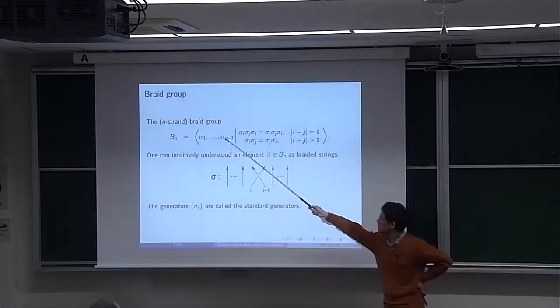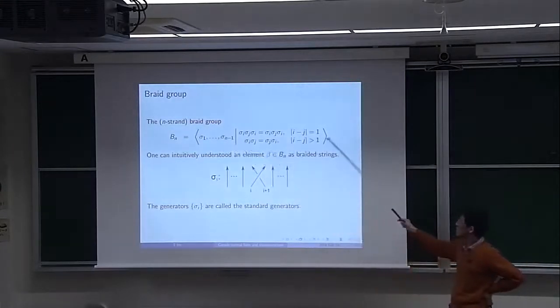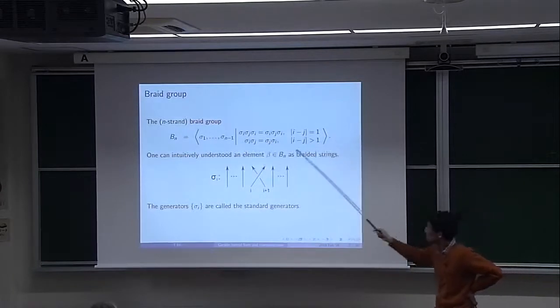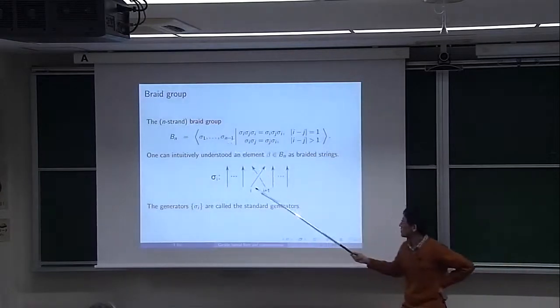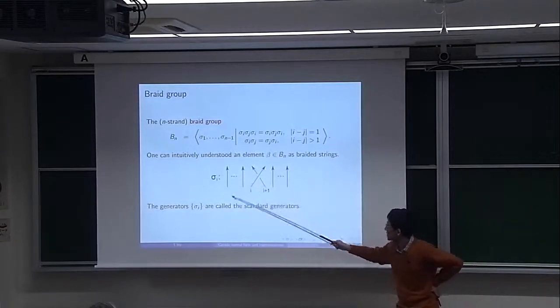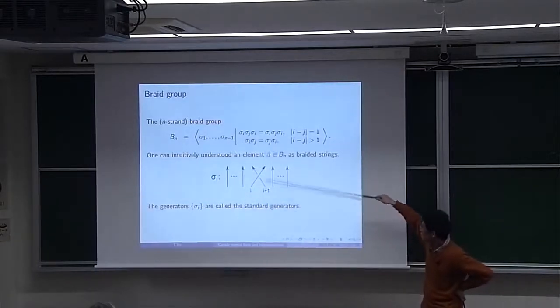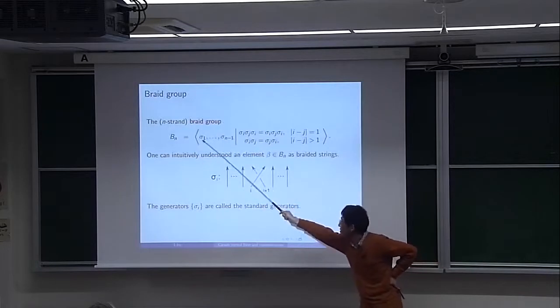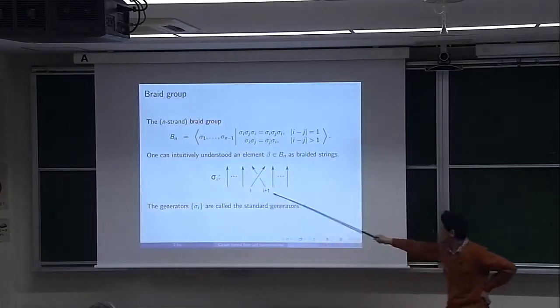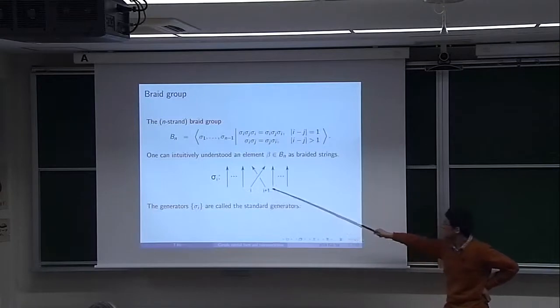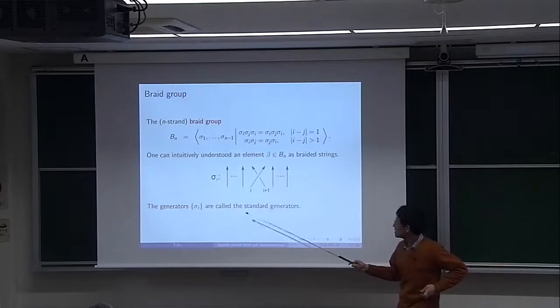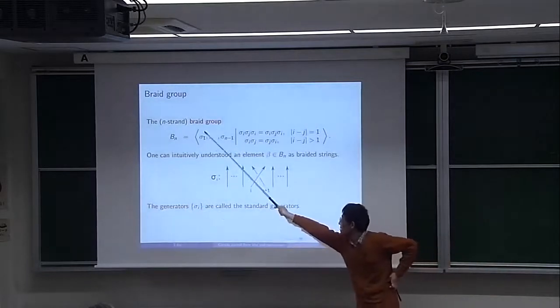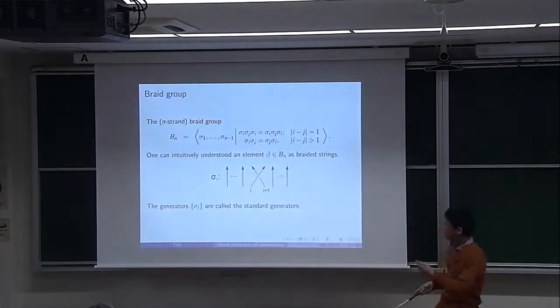A braid group is just a group defined by this presentation, and intuitively it is easy to understand braid groups. We regard elements of a braid group as geometric braids, with strings intertwining and linking and so on. In this braid picture, each generator sigma i is just an n-strand braid where the i-th and (i plus first) strands are positively crossing. In this talk, and in general, the generators sigma 1 to sigma n minus 1 are called standard generators.